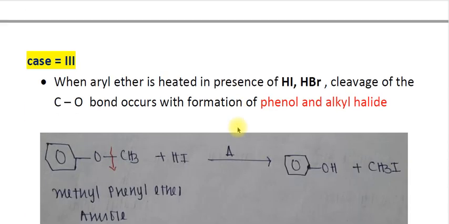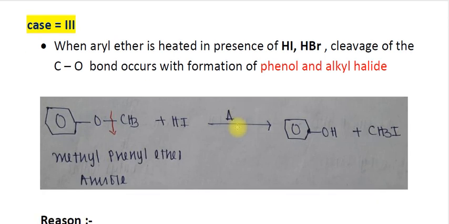The next case is when an aryl ether is heated in the presence of HI or HBr. The cleavage of the C-O bond occurs with the formation of phenol and alkyl halide. So the formation of phenol is very important. The breaking will be like here: phenol, C6H5OH, plus CH3I.